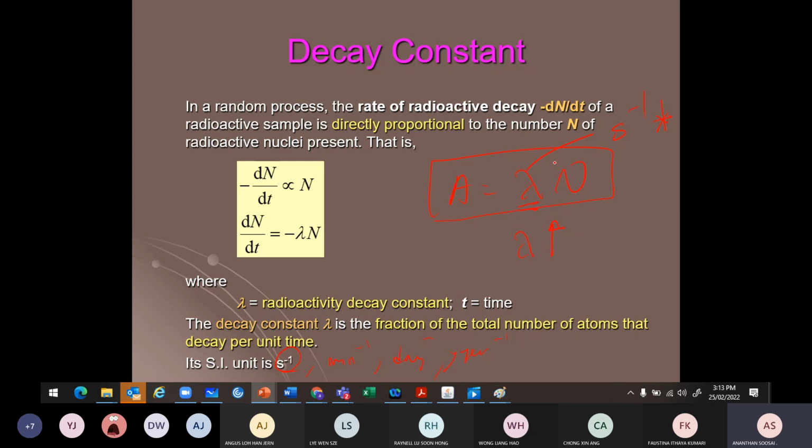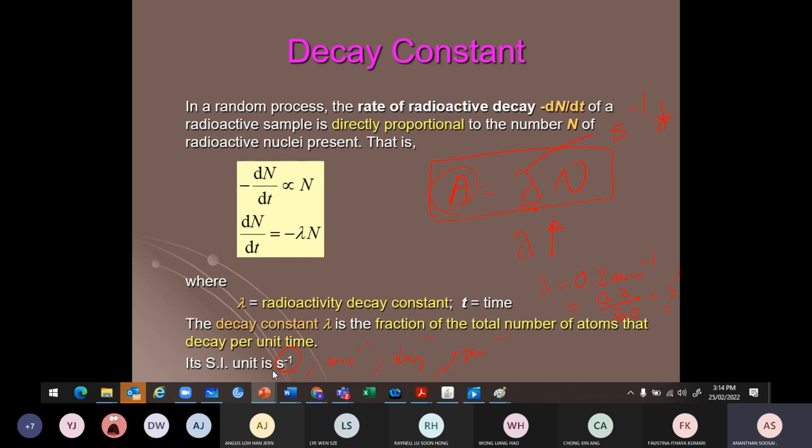If the question purposely gives per minute, say 0.2 per minute is the lambda, and you want to use this formula to calculate the activity, you have to convert lambda to per second. How do you convert? 0.2 per minute, how many per second? 0.2 divided by 60, so you get it in per second. Then only you can use lambda here. Lambda has to be per second. Okay, good. So this is the first equation.